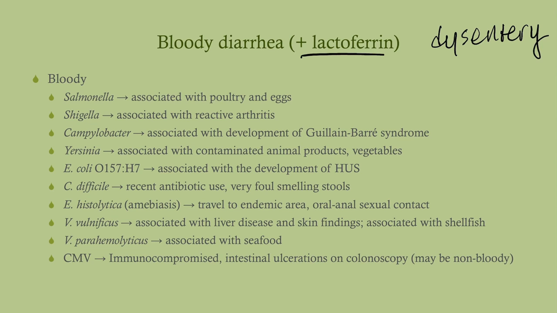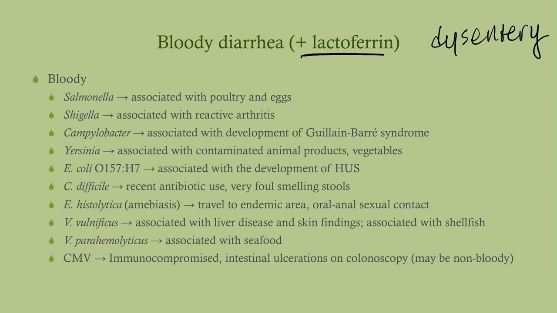So salmonella is associated with poultry and eggs. Shigella is associated with reactive arthritis. So they get a diarrheal illness, they recover, and then they start having joint pain. Campylobacter is associated with the development of Guillain-Barré syndrome. So they have diarrhea and then they go on to develop ascending paralysis a few weeks later. Yersinia is associated with contaminated animal products and vegetables.